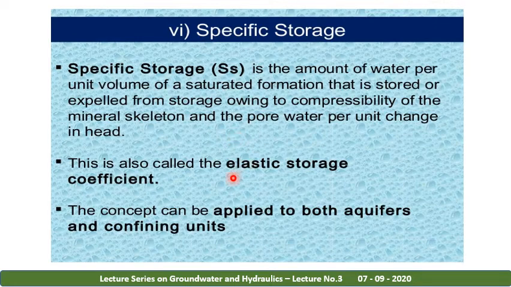It is connected to the hydraulic conductivity from the storage of the area. For example, an aquifer is a storage of water. Then the connectivity from the hydraulic gradient to the area of storage, that is the aquifer, is called specific storage. This is also called the elastic storage coefficient, and the concept can be applied to both aquifers and confining units. Both aquifers means confined and unconfined aquifers.